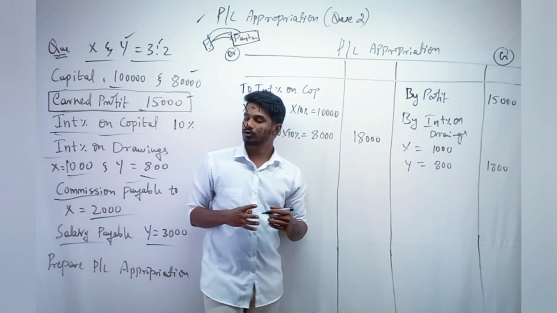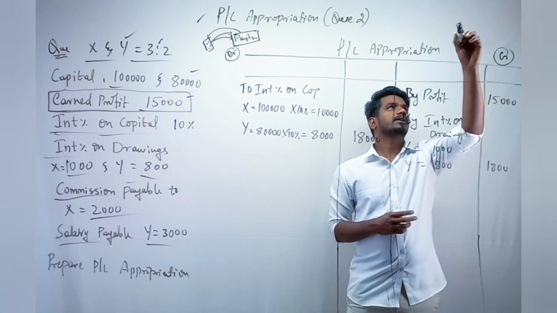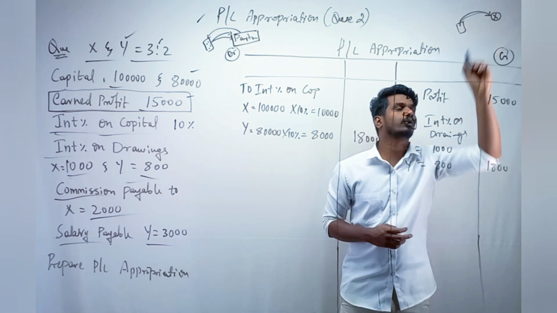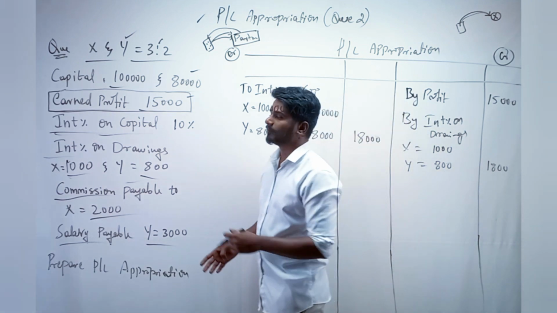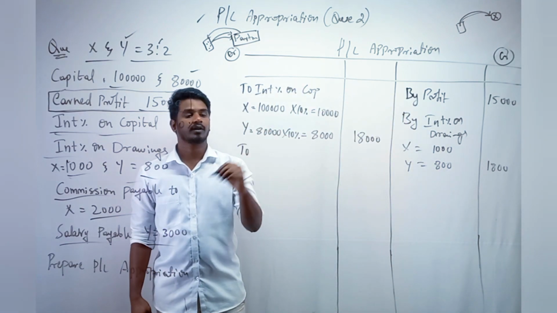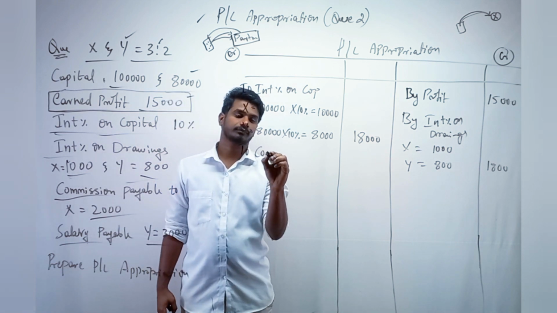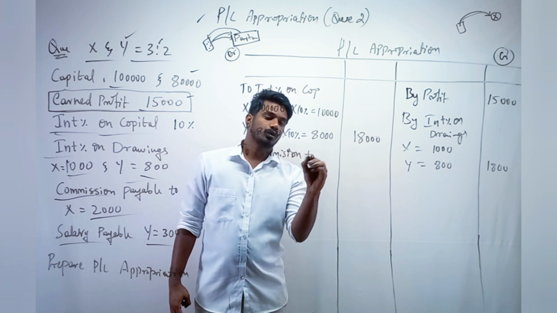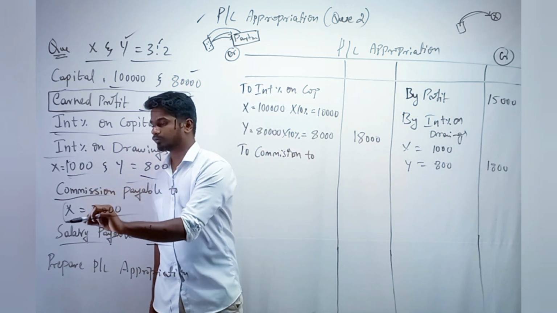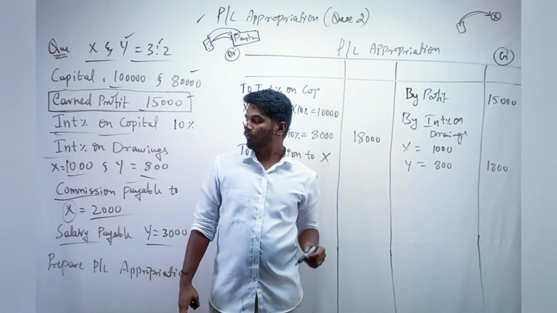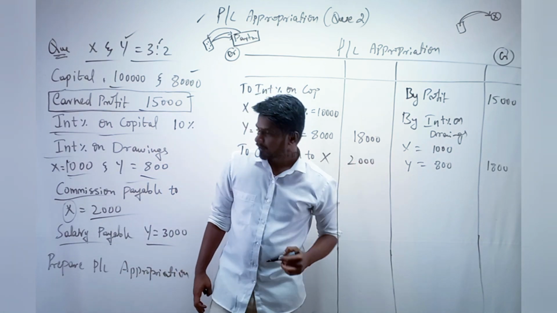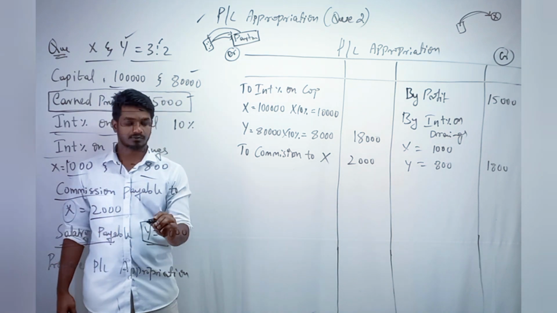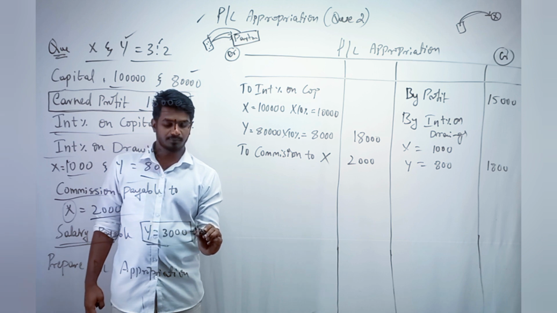Next, what is given? Commission payable to X. So the firm is paying a commission to Mr. X. So cash is going out of the firm, which means this side. To commission, to Mr. X, how much is it? 2,000. And next we have salary payable to Mr. Y. It is 3,000 per annum.